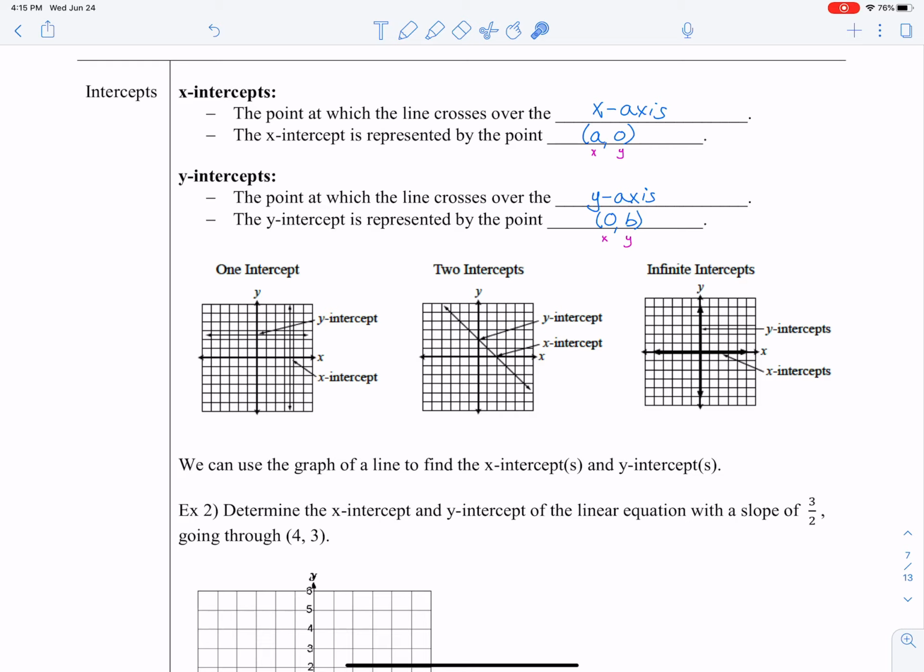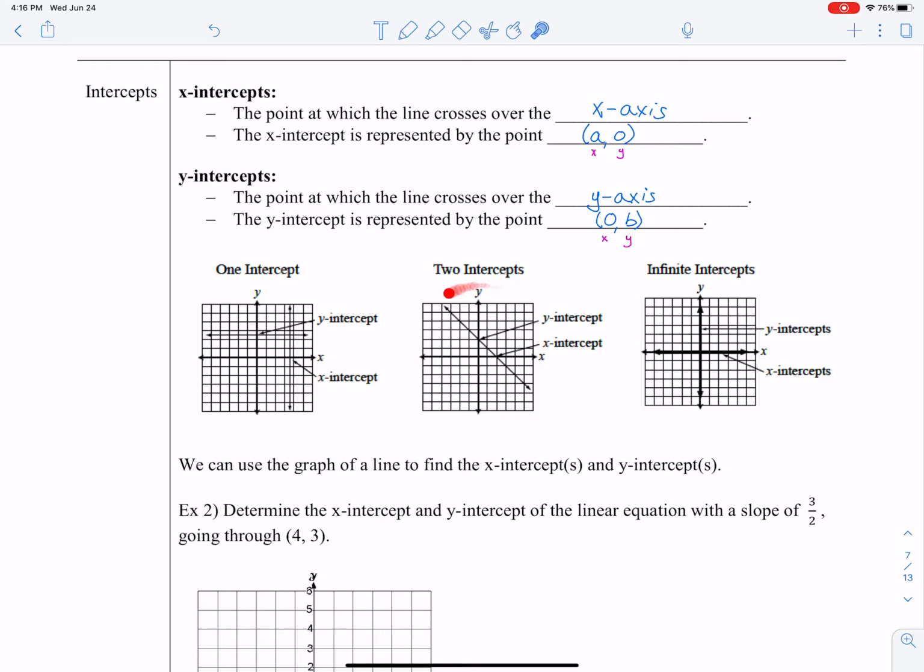There are three different examples of intercepts. We will 99% of the time be dealing with this one. You can have one intercept, so not only if you have a straight line. Here is a straight horizontal line. It crosses the y-axis at one place only and never crosses the x-axis. Here we have only an x-intercept because it's a vertical line and it only ever crosses the x-axis.